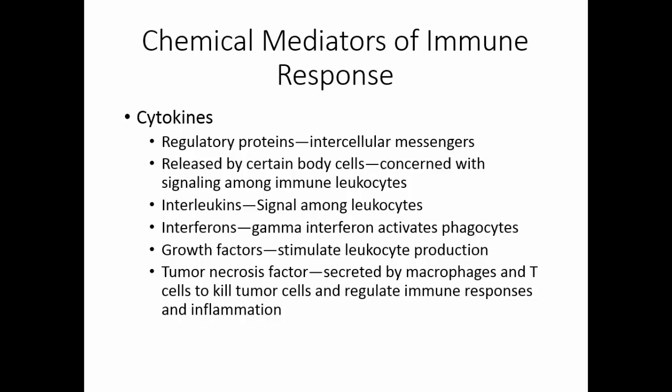Tumor necrosis factor can be secreted by macrophages and T cells. This will target and kill tumor cells. It also helps regulate immune responses and inflammation. And chemokines are chemotactic factors. They help call the cells to the appropriate area.